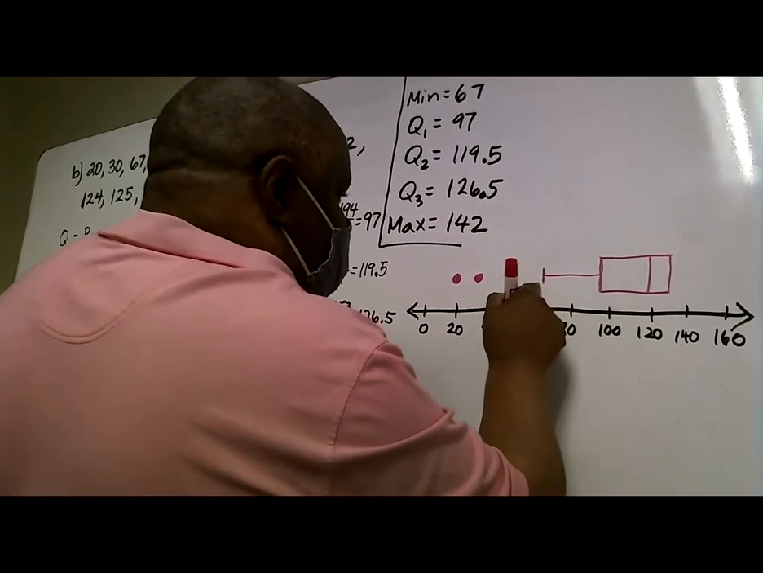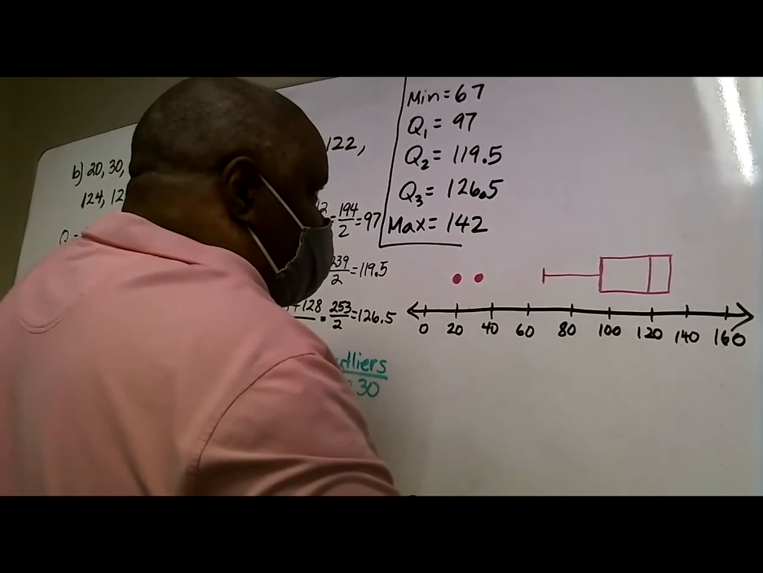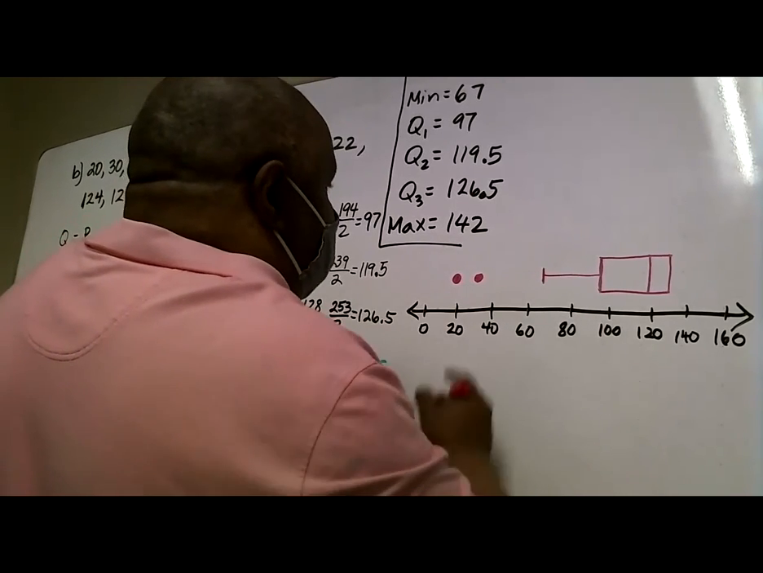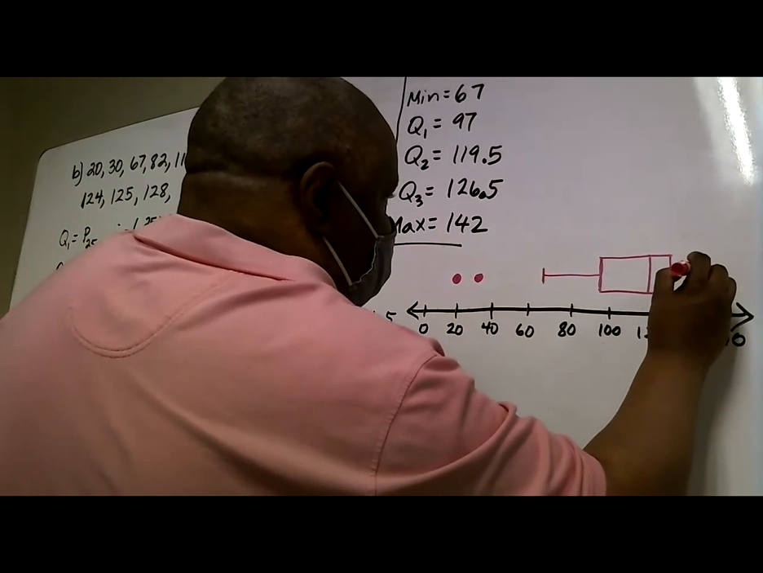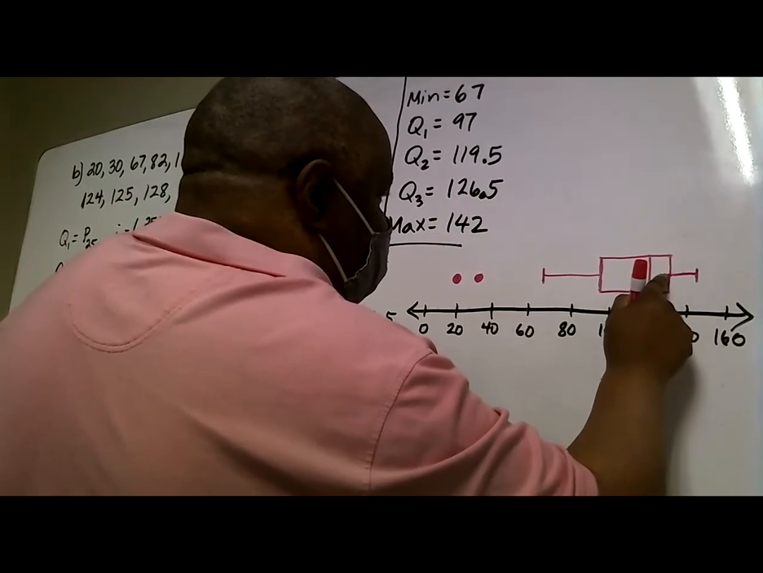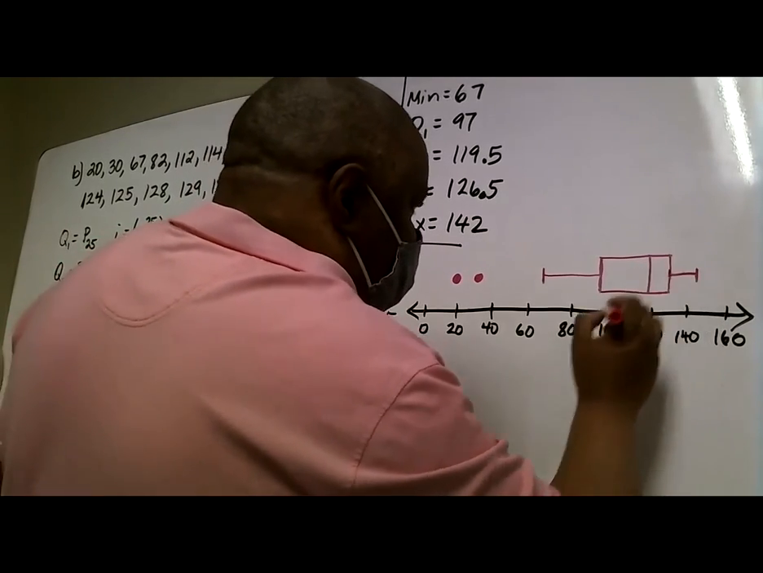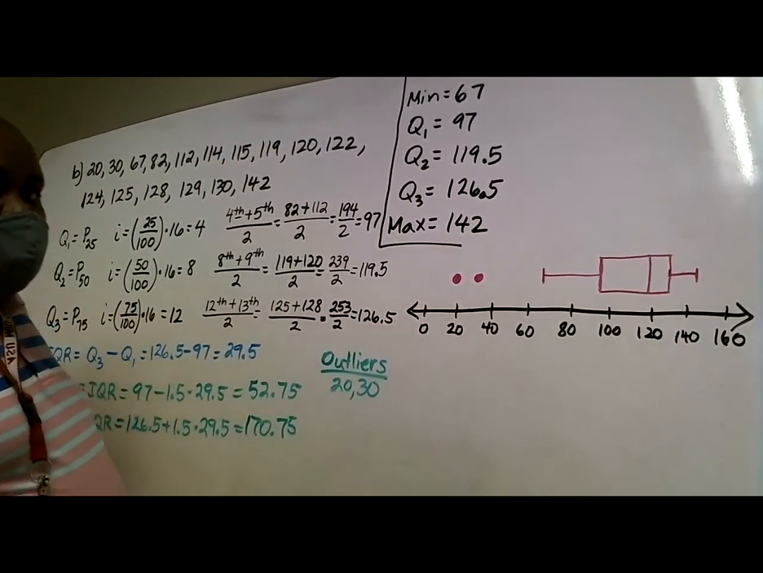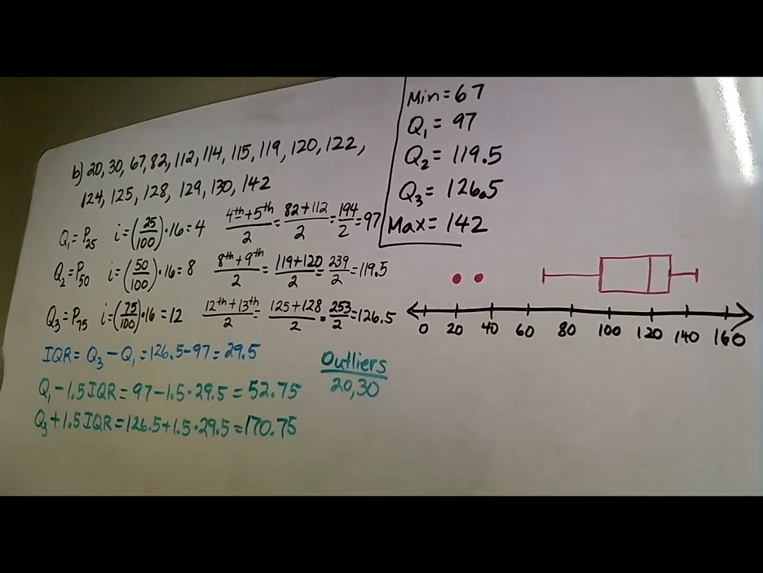And this whisker connects from the minimum to Q1. And then the max is 142, a little bit past 140, about right here. Then we connect that line from the maximum to Q3. So this is what my outlier box plot looks like for this data set. Any questions about part B of problem number 35?